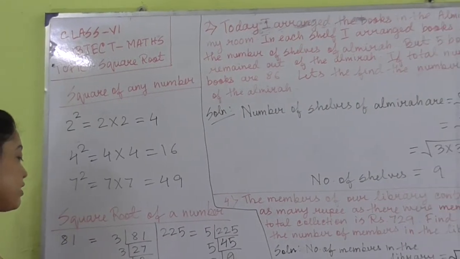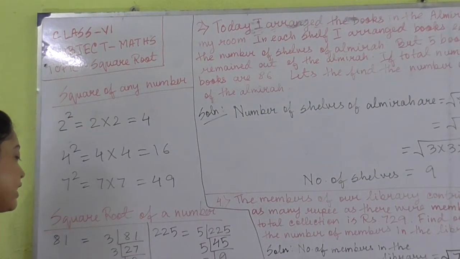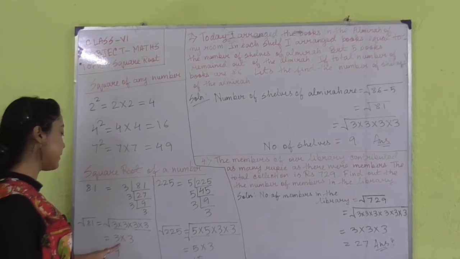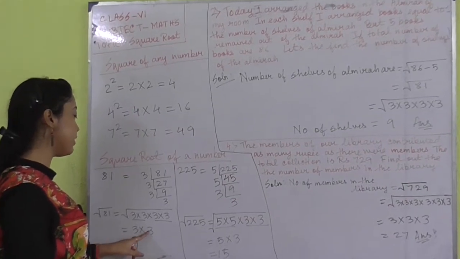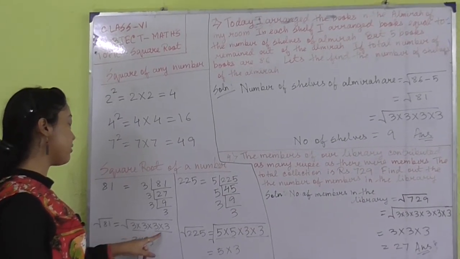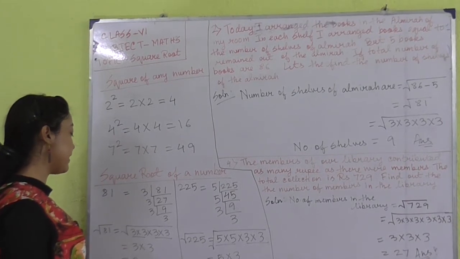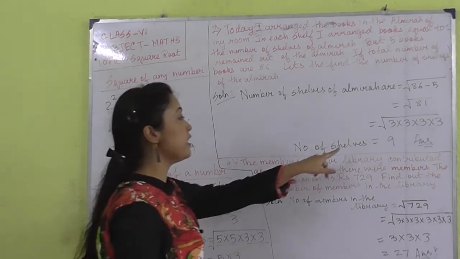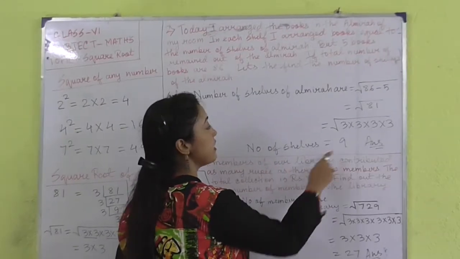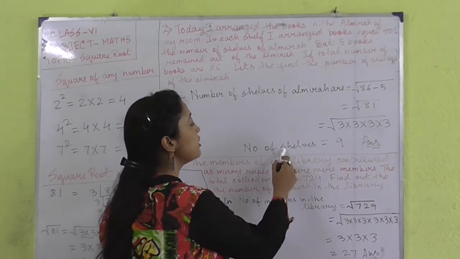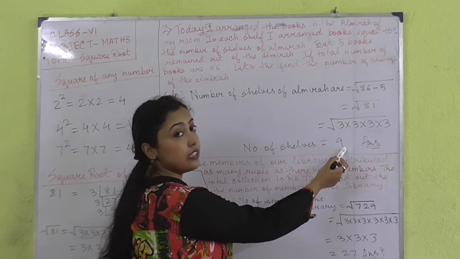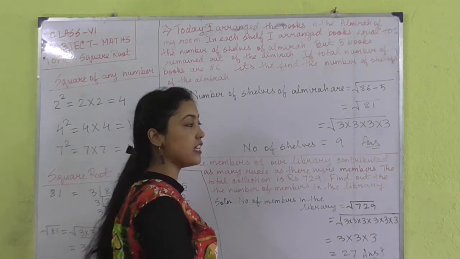The square root of 81 is coming as 3 into 3 into 3 into 3, and from here we are taking one 3 from here and one 3 from here, and in this way we are getting 9 as our answer. So in this problem also we are getting 9 as our answer. So the number of shelves in the almirah is 9. I think this problem is clear to you.